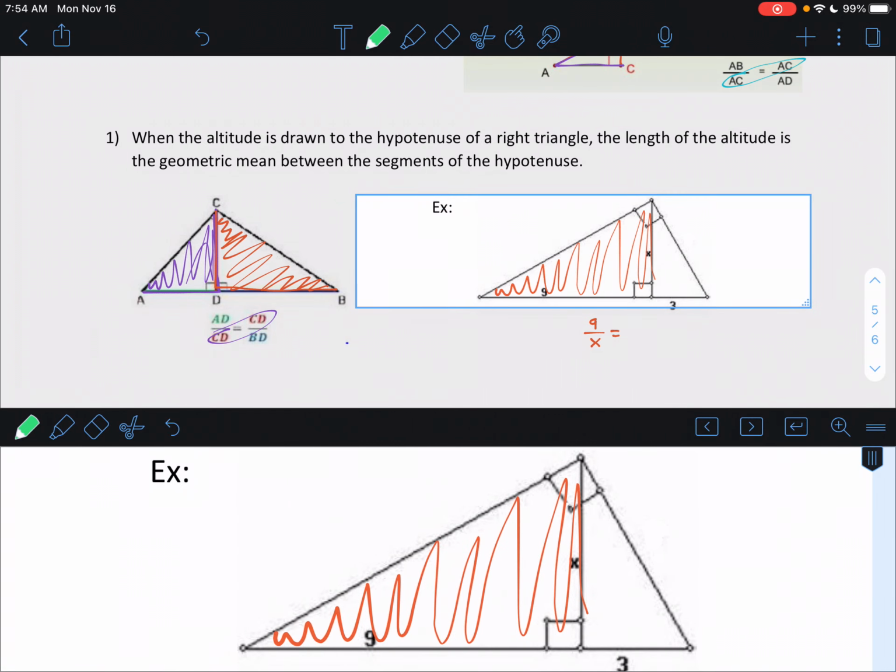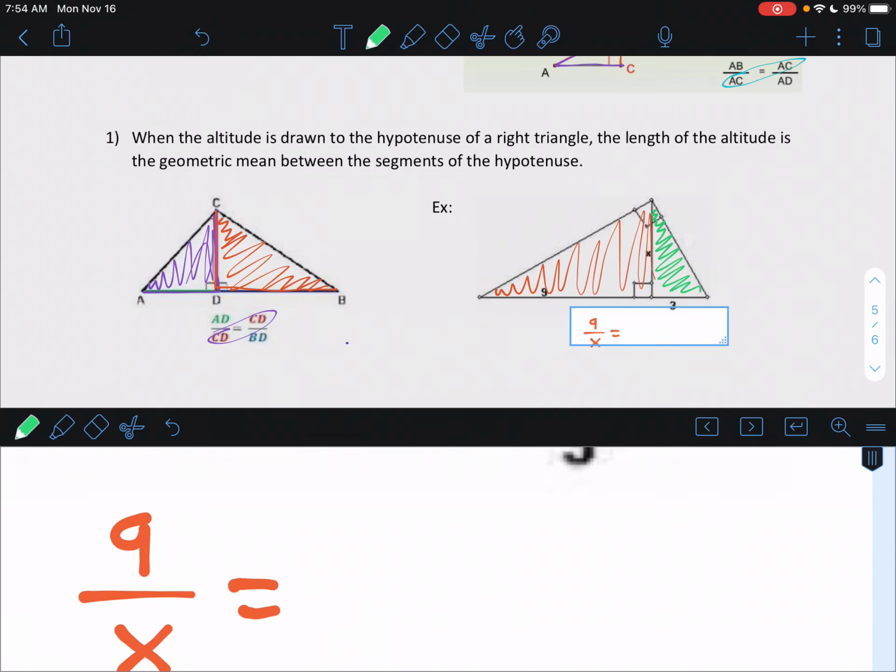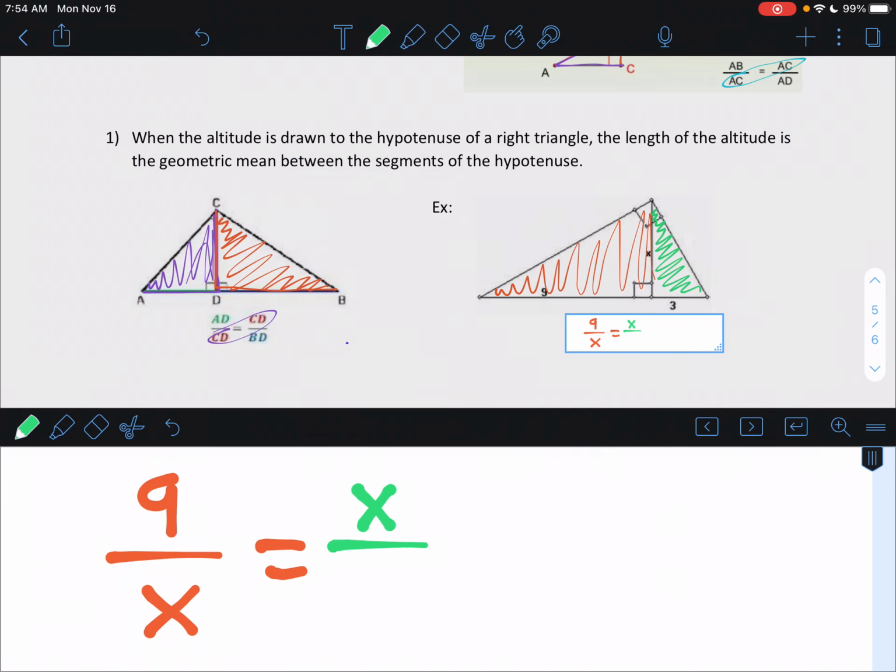And I can't look at the entire triangle. I can't look at this whole thing because I don't know the measure of the long leg or the short leg on that. But on the smallest triangle, I do know the measure of the long leg and the short leg on that. So the long leg is x, and the short leg there was 3.